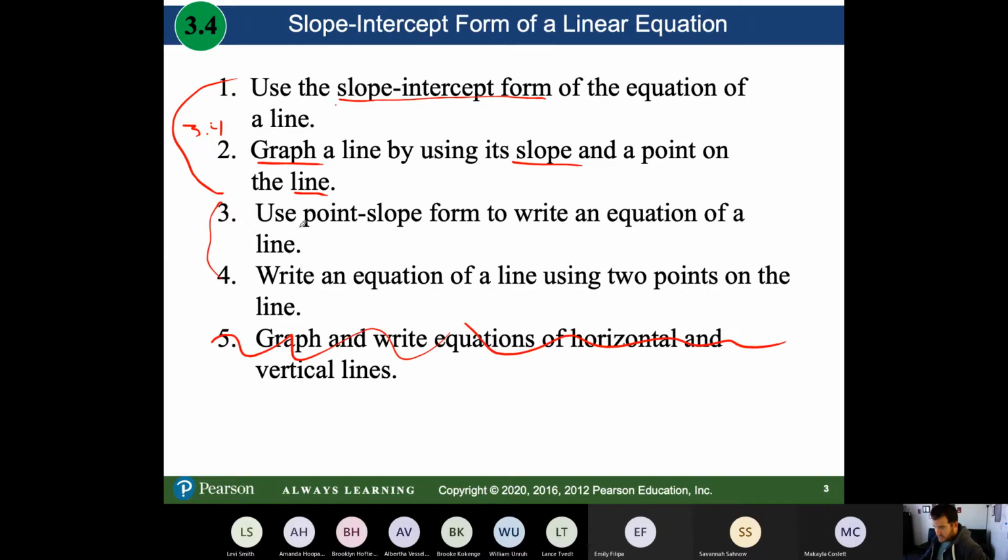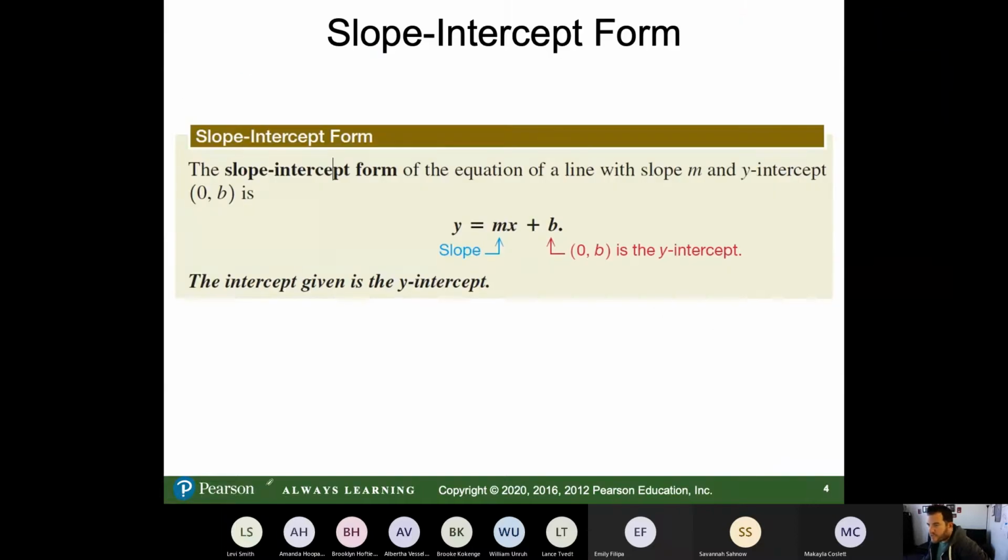We're actually not going to do this. So this is 3.5. We're going to talk about point slope form, and then we're going to talk about how to write an equation. It's actually kind of nice because 3.4 and 3.5 go together pretty well. I'm kind of glad that it worked out this way because I feel like they work together really well. So let's talk about the first one.